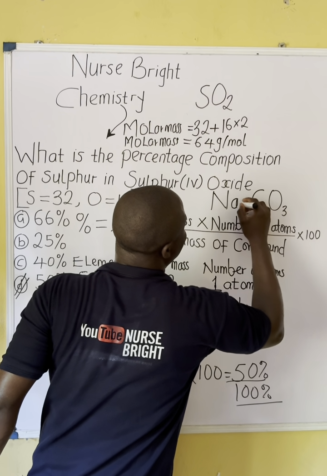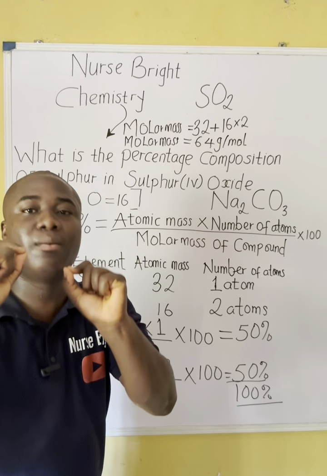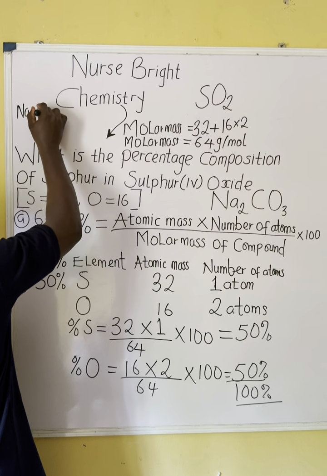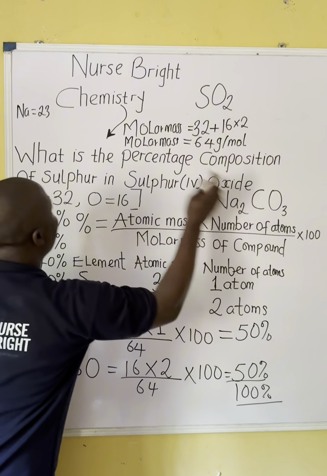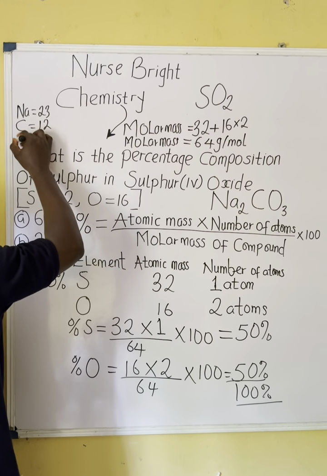This is the compound, Na2CO3. Now listen, first of all, identify the elements you are seeing here. I'm going to write out the atomic masses. All right, for sodium, atomic mass 23. The next element, carbon, atomic mass 12. The next element, oxygen, atomic mass 16.